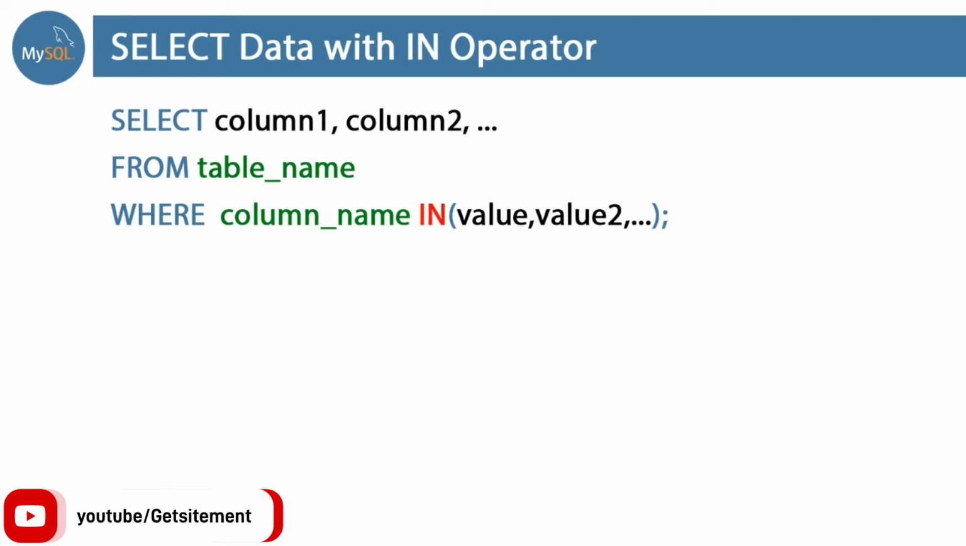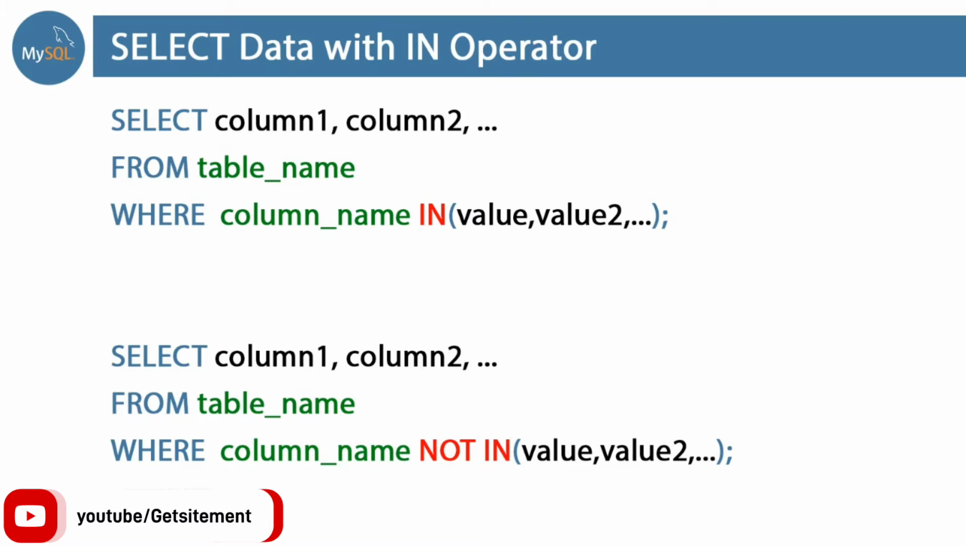Then we need to use the IN operator. And inside the round braces you need to provide the values which you want to retrieve from this column. You can type multiple values at once. You just need to use a comma between them. And we can use our IN operator with the NOT operator. When we use the NOT operator with the IN operator, it returns all the rows without these values. So let's start the practical, how we can use the IN operator in our SQL query.